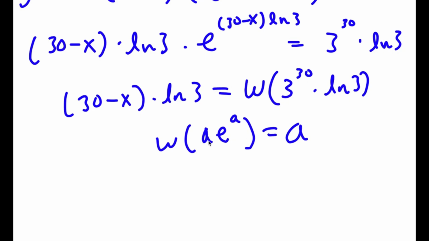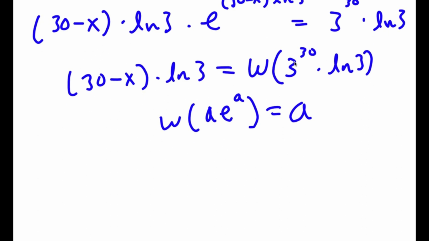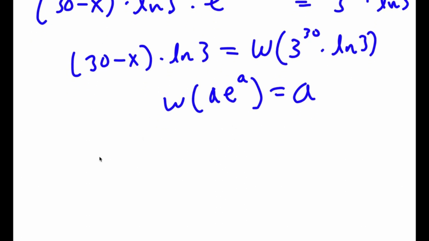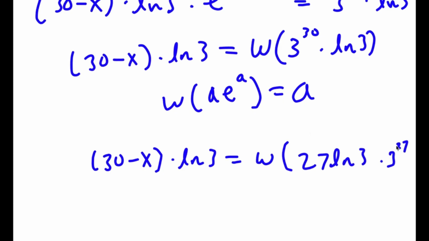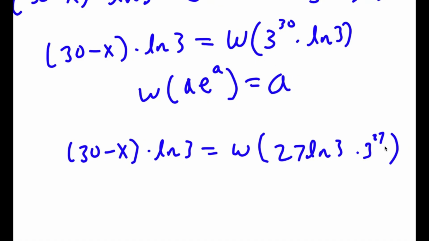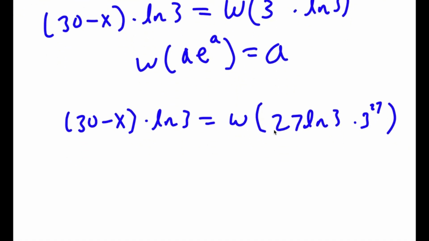However, this isn't the form a times e to the power of a yet, so I'm going to have to change this and make it into that form. So to do that, I'm going to change this to 30 minus x times ln 3 is equal to the W Lambert function of 27 ln 3 times 3 to the power of 27. So I simply just took off 3 to the power of 3 from 3 to the power of 27.